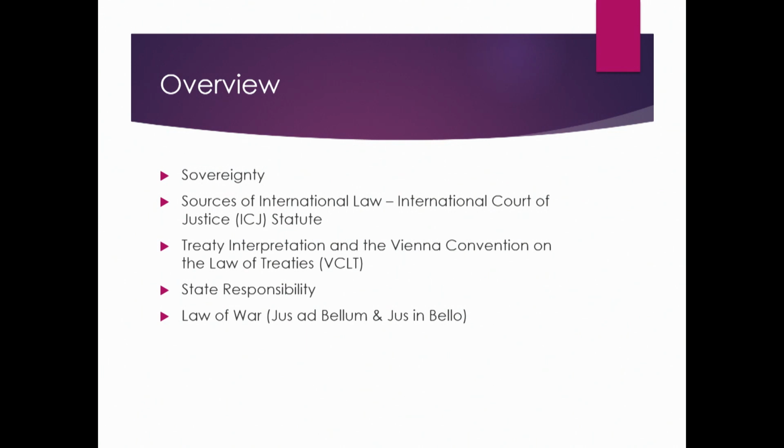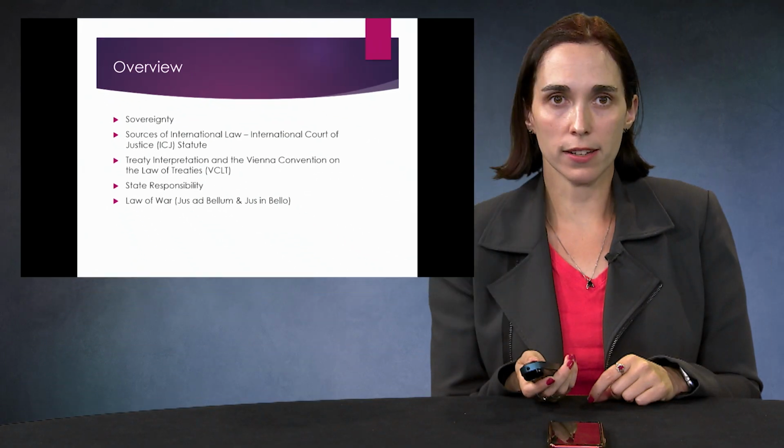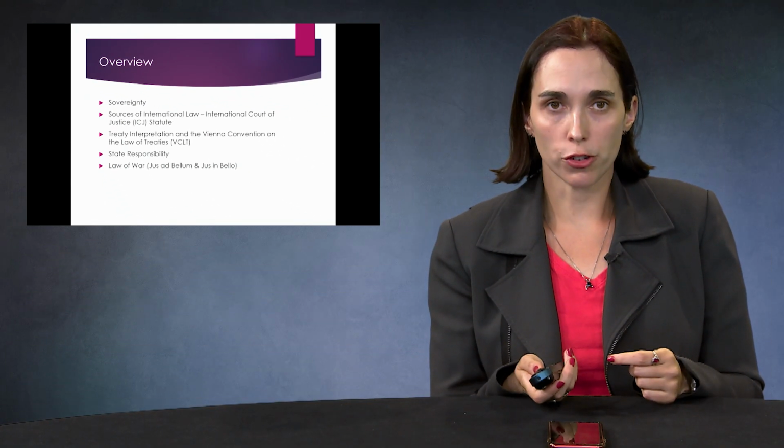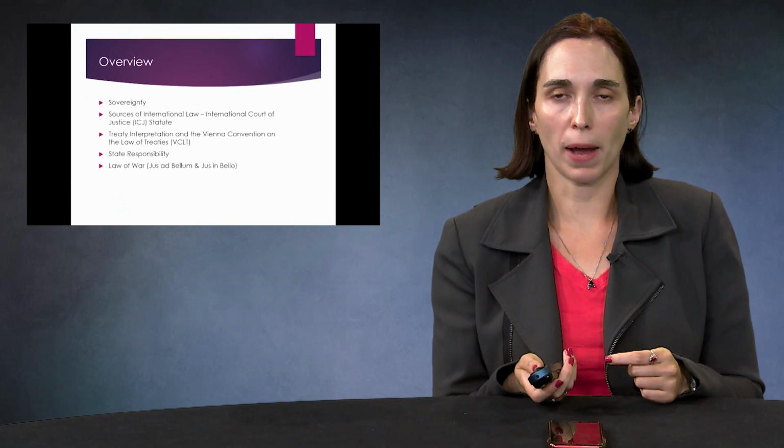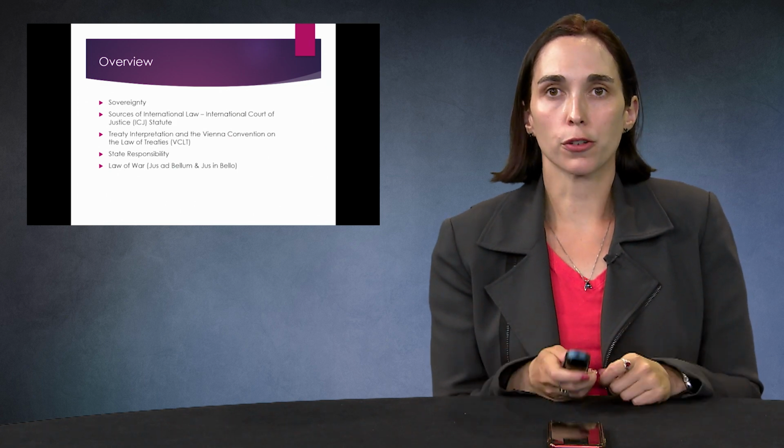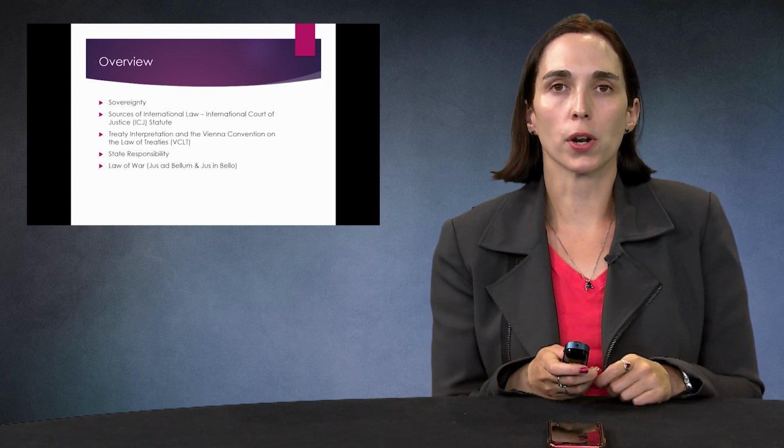So the overview of this PowerPoint is we're going to talk a little bit about sovereignty. We're going to talk through the sources of international law as articulated in the Statute of the International Court of Justice. We're going to talk about how to interpret treaties in accordance with the Vienna Convention on the Law of Treaties. So we'll use those treaty interpretation rules when we're talking about the Outer Space Treaty and the other space-related treaties that the U.S. is party to.